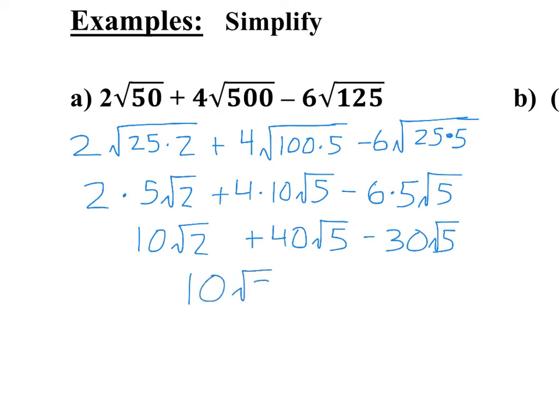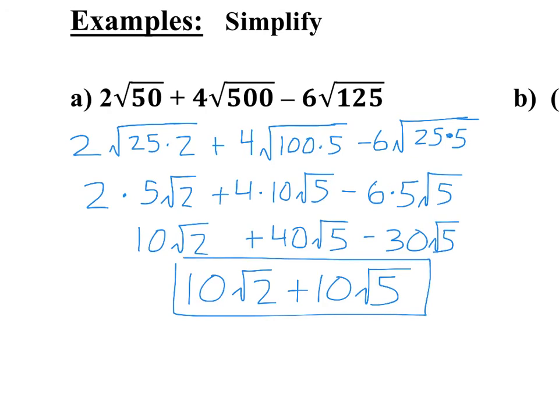10 rad 2, we can combine like terms. 40 rad 5 minus 30 rad 5 is 10 rad 5. And the correct order for these is actually the smallest radicand first. So 2 is smaller than 5, so rad 2 goes before rad 5.